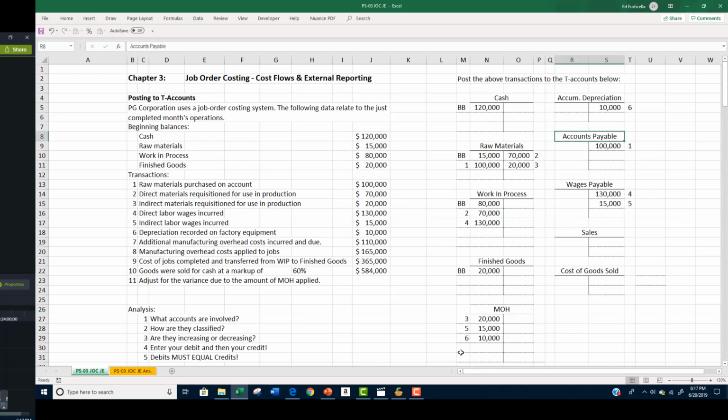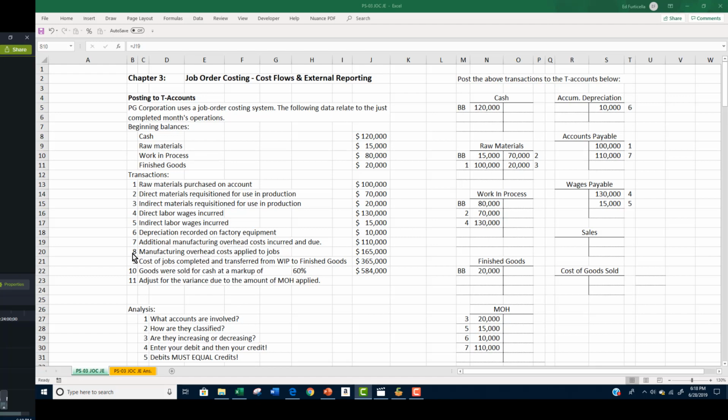So we will come down here to the debit side of manufacturing overhead and enter transaction number 7 and then $110,000. Then we're going over to accounts payable, entering transaction number 7 there and crediting the account for $110,000 because accounts payable is a liability which is increasing. Again, debits equal credits. Now let's talk about transaction number 8.